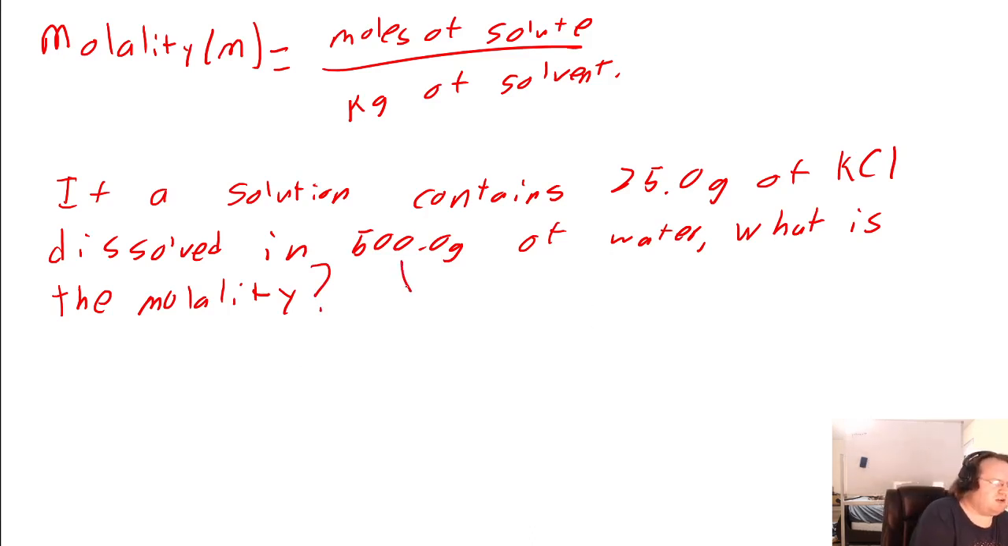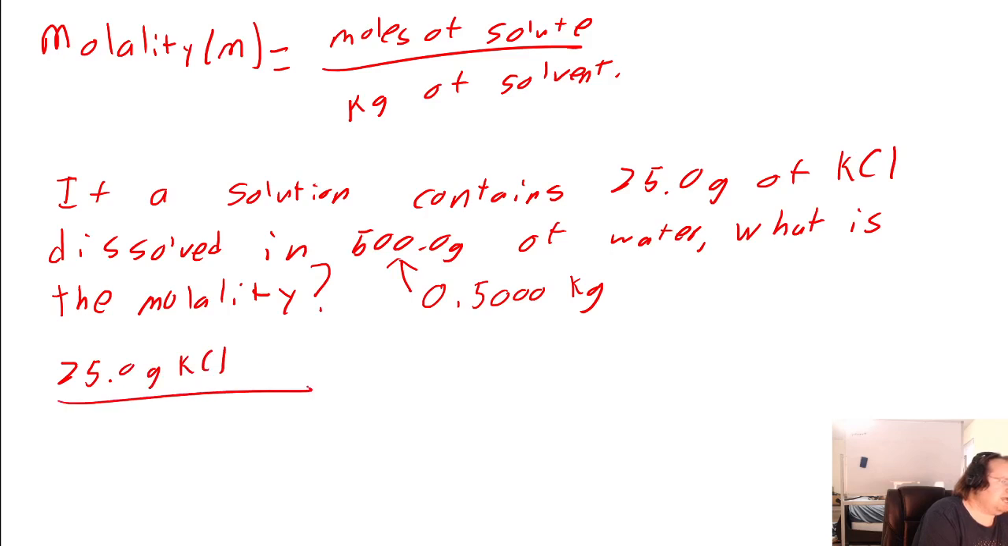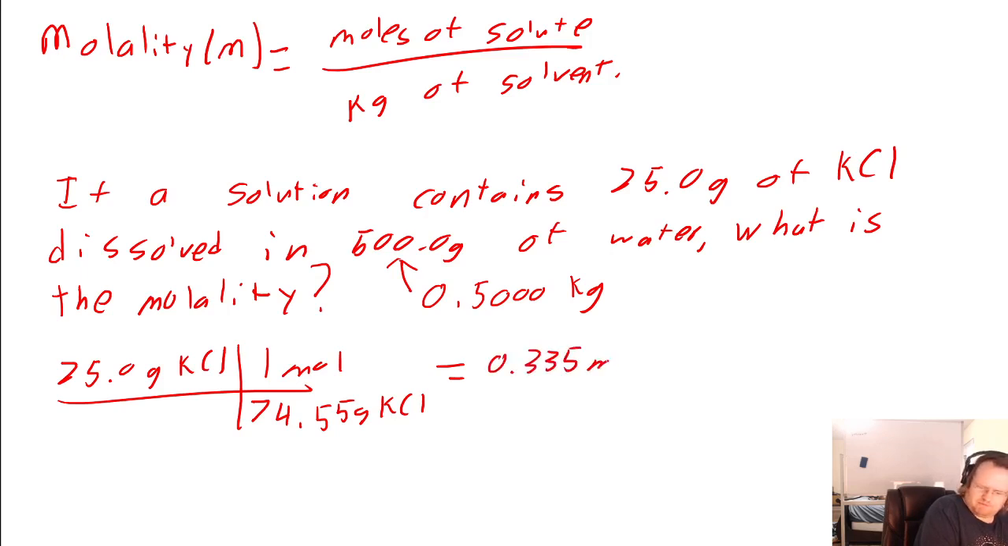So this is 500 grams, which is also equal to 0.5000 kilograms. Hey, looks a lot like our liters from last time. Then we have our 25 grams of KCl. Now let me check what the molar mass of that is. I already did this one. Okay, it has a molar mass of 74.55 grams per mole, which means that we have 0.335 moles of KCl.